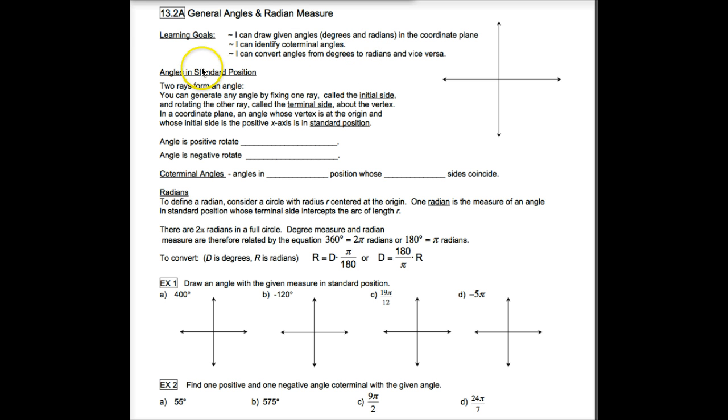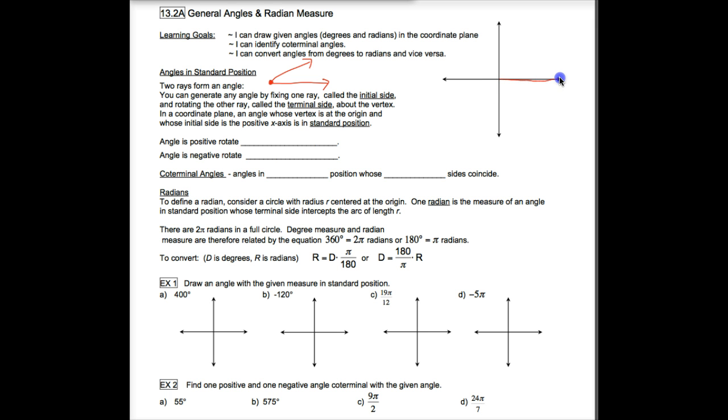So angles that are in standard position: two rays form an angle, and you should know that from geometry. When you drew all of your lovely little angles, you drew one ray this way, you drew one ray that way maybe, and you called the point that connected them the vertex. Now, when we're working in the coordinate plane, you can generate any angle by fixing one ray, which we're going to call the initial side, and we fix that just along the positive side of the x-axis.